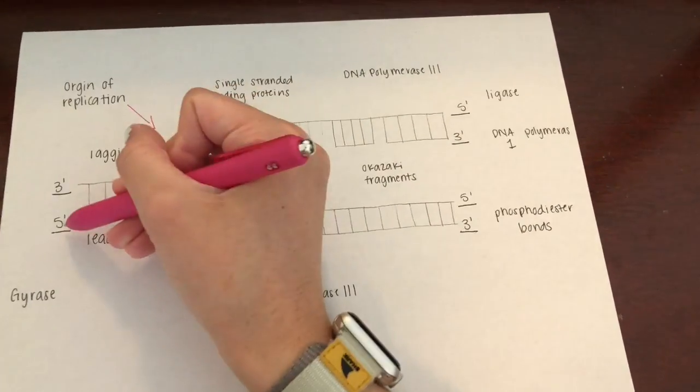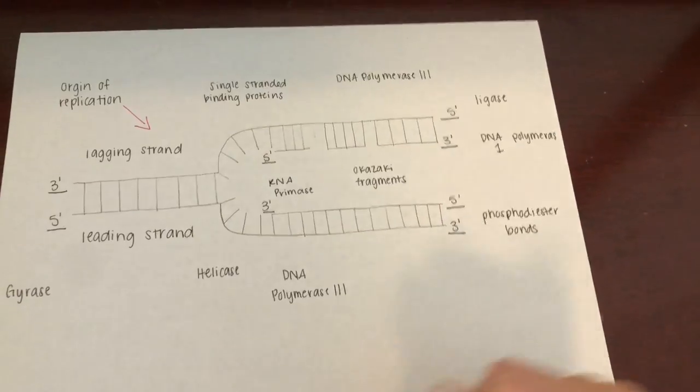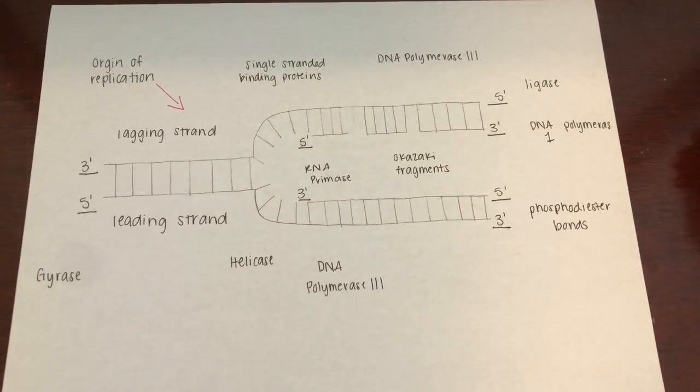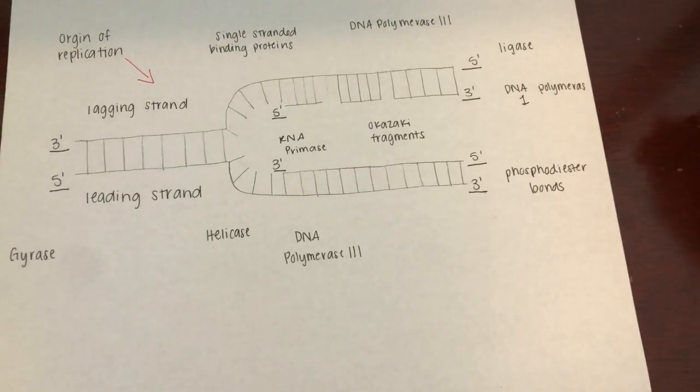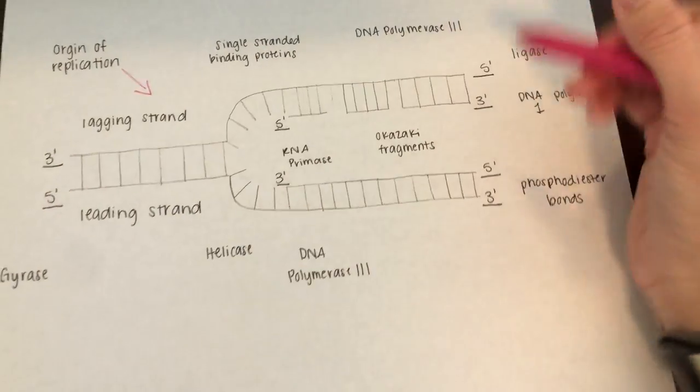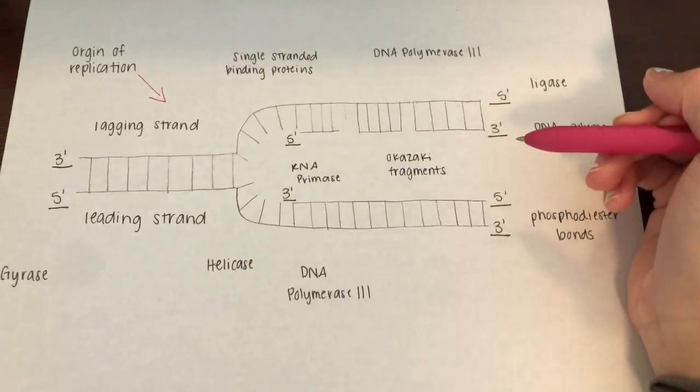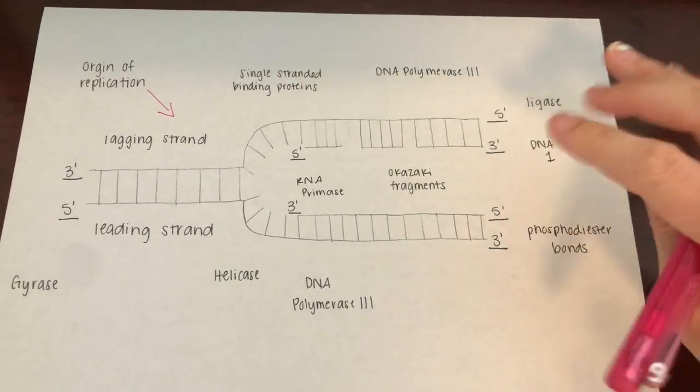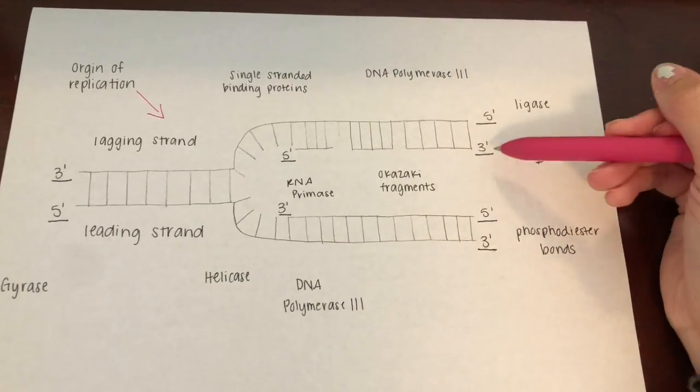So we have our 5' end and our 3' end. Since the DNA double helix is anti-parallel and complementary, that means this is going to be our 3' end and this is going to be our 5' end. And when the replication is occurring on either strand, we can have our 3', 5', 5', 3'.